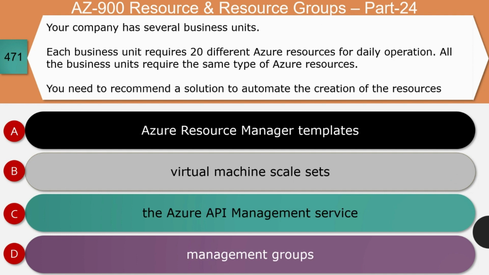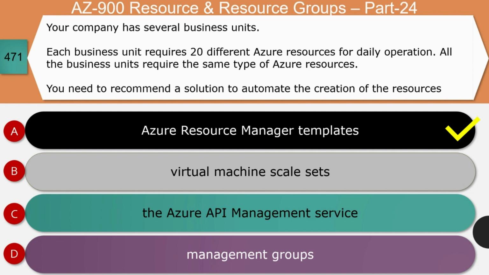Next question, your company has several business units. Each business unit requires 20 different Azure resources for daily operation. All the business units require the same type of Azure resources. You need to recommend a solution to automate the creation of the resources. Option A, Azure Resource Manager template. Option B, Virtual Machine Scale Set. Option C, the Azure API Management Service. Option D, the Management Groups. The right answer for this question is option A, that is ARM templates.